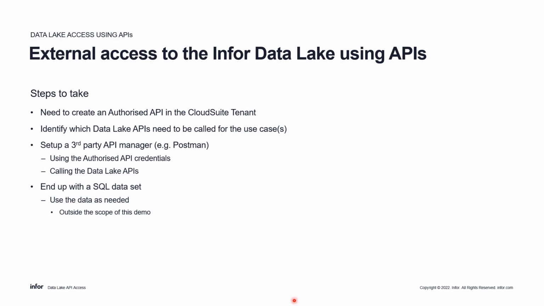So the steps that we will take are to create an authorized API in our Cloud Suite tenant, identify which Data Lake APIs need to be called for the use case or cases as it may be, and set up a third-party API manager. We will be using Postman, using information from the first two steps. We will end up with a SQL dataset. Use of that data is outside the scope of this demo.